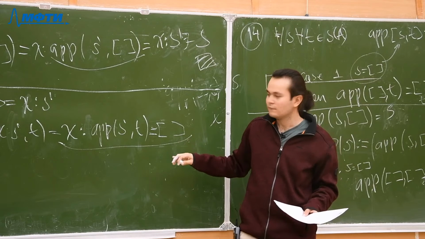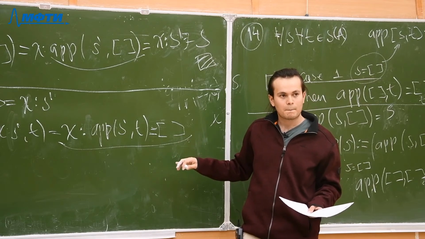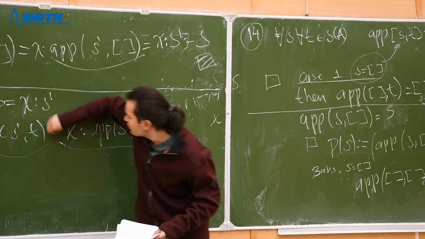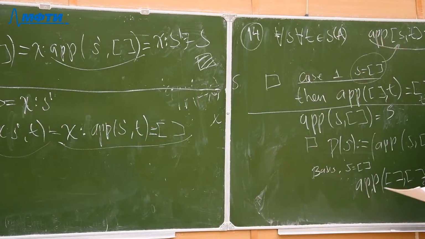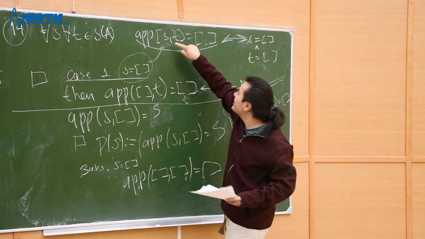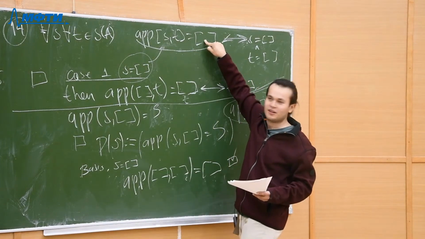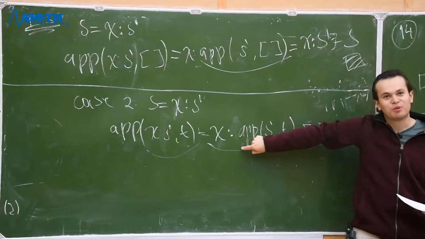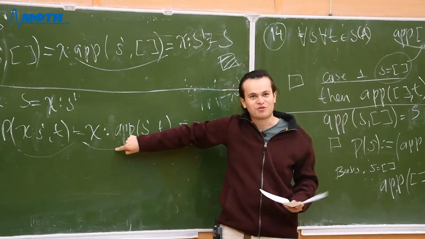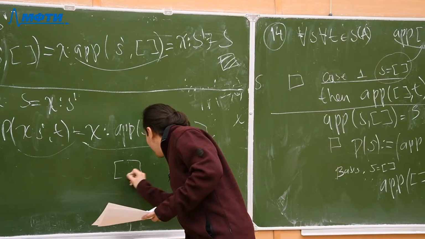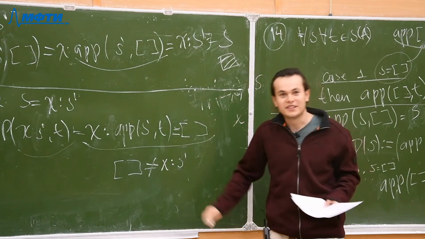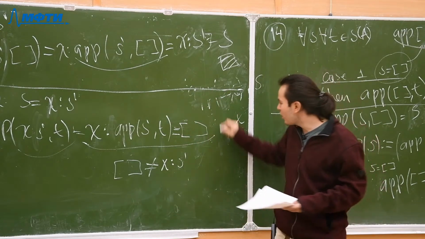Yes. And then we have to prove that this is true. And then we take this, from here we put S here, and we should say that this is equal to an empty string. But this is equal to this. And this is not possible because of the definition of an empty string. So an empty string cannot be some x column S prime. This is not possible by definition. So we got a contradiction here.